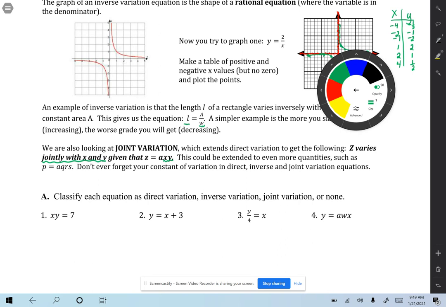And you could also do something like this. P varies jointly with Q, R, and S. And A is your constant again. Don't ever forget your constant of variation in direct, inverse, and joint variation equations.